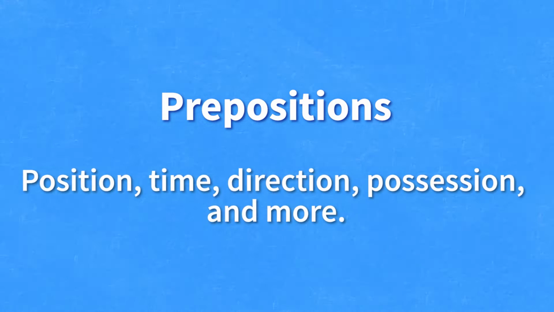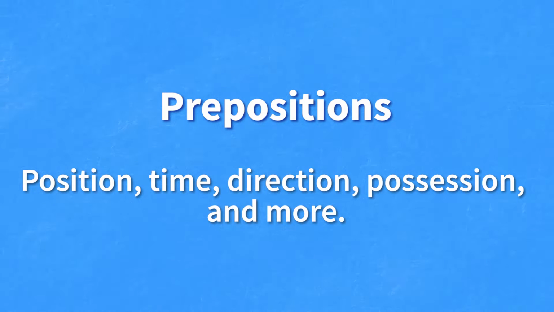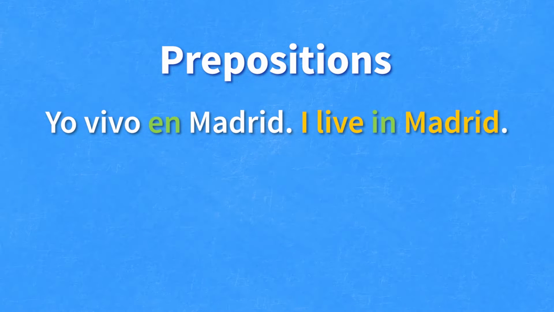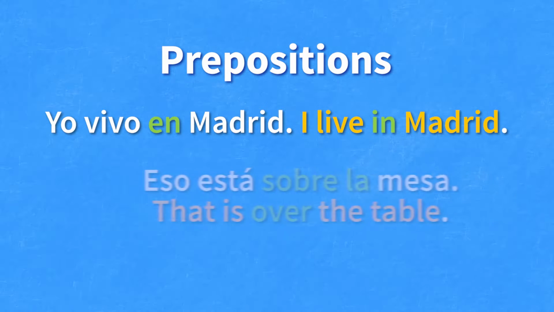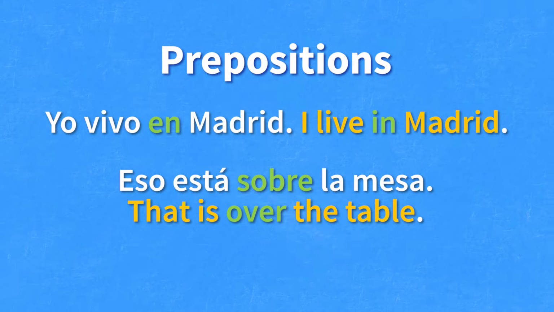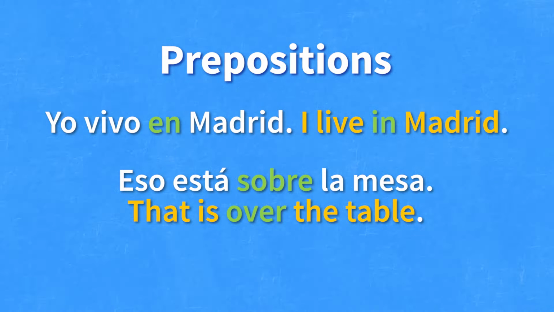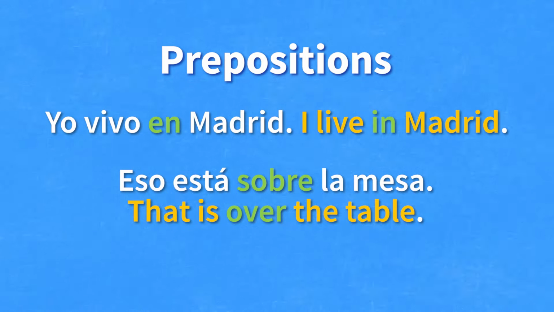¡Vamos! Prepositions are words that indicate position, time, direction, possession, and more. They are commonly used in everyday conversation and are key to becoming fluent in any language. For example, yo vivo en Madrid. I live in Madrid. Eso está sobre la mesa. That is over the table. In these examples, the prepositions en and sobre are used to indicate where someone or something is located.